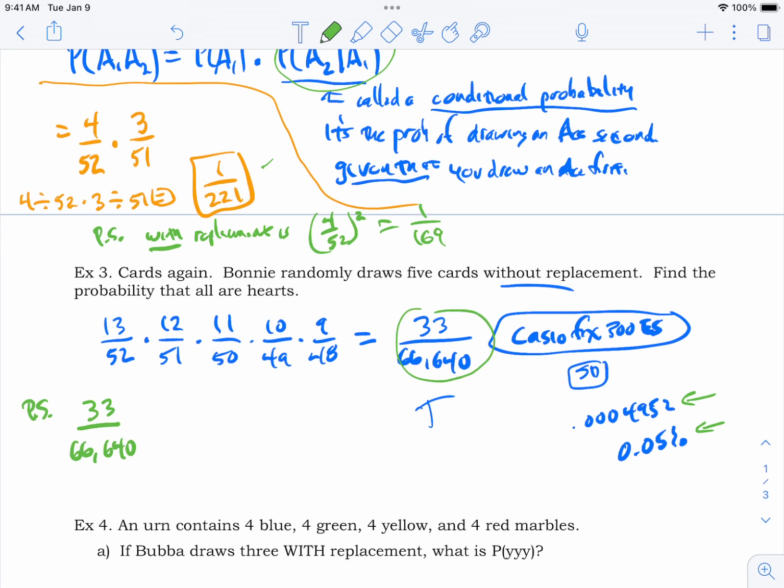I take the fraction form here, and I'm going to kind of reduce it in a way. You know how you can divide the top and bottom by the same thing? Well, I don't care if 33 goes into the top and bottom evenly. I'm going to do it anyway. I'm going to divide top and bottom by 33.